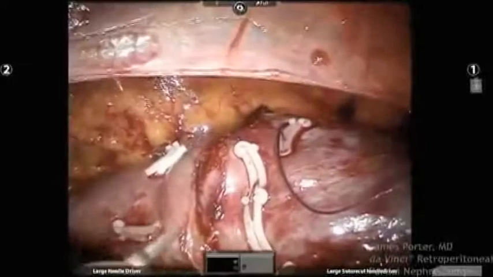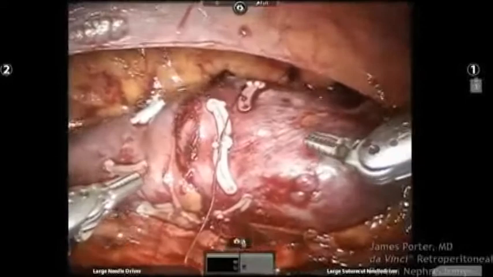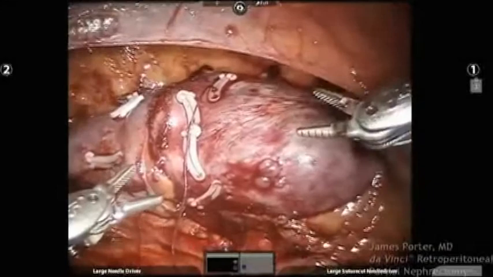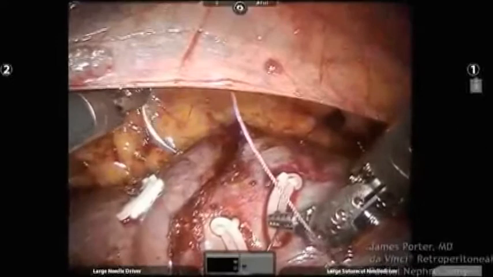So you can see also the Hem-o-lok slips and slides. One can gauge the tension on the suture by looking at a little dimple on the kidney, and one can gauge whether or not there's going to be any fracturing with excessive force. And this is a nice demonstration of how they can just slide down and get an excellent apposition of the tissue.